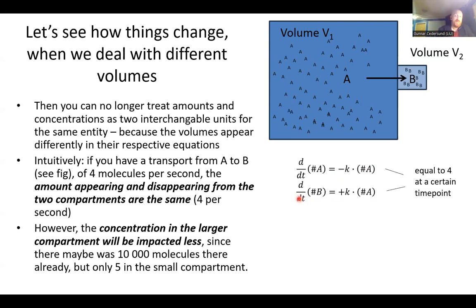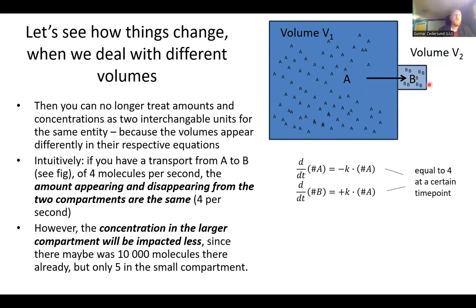But if you convert these to concentrations, then it's no longer the same. It's no longer the same change here as here. And why is that? Well, it's because this is a much bigger compartment. As you see here, there are lots and lots of A's. So say that you have like 10,000 molecules of A in the big volume, because the volume is so big and the concentrations are roughly the same. And you take away 4. So you started with 10,000, you take away 4. You have basically 10,000 still. So the concentration, which is the amount divided by the volume, will be roughly the same. It will only have changed very, very little.